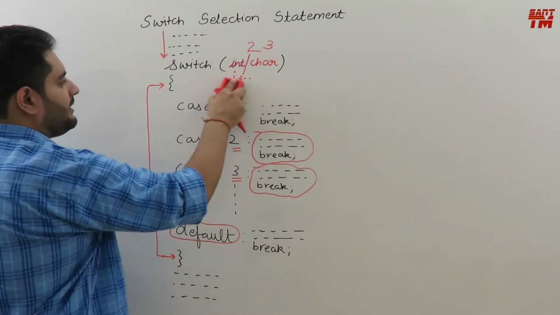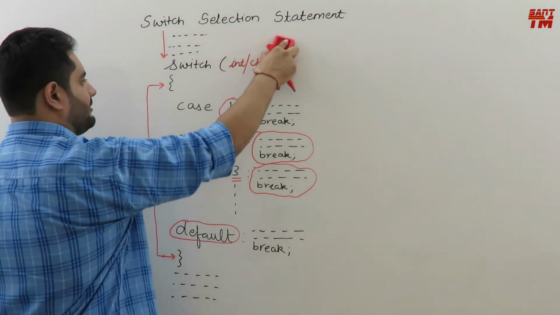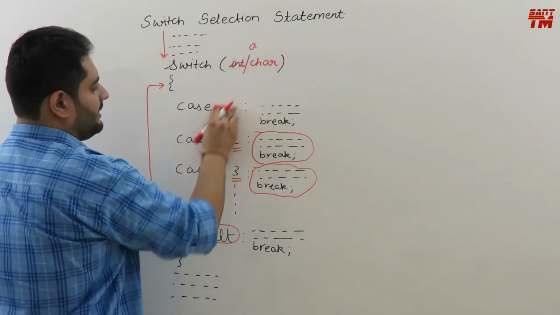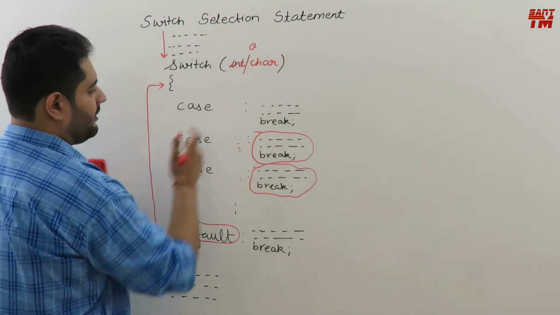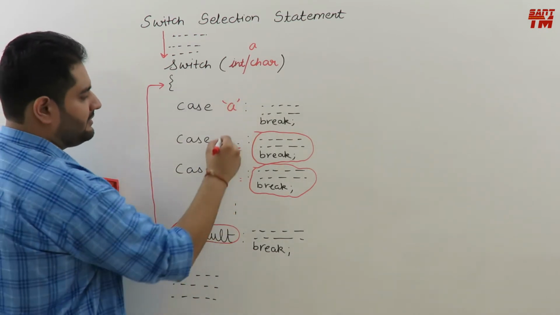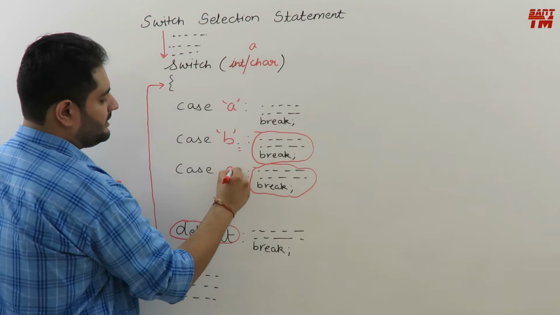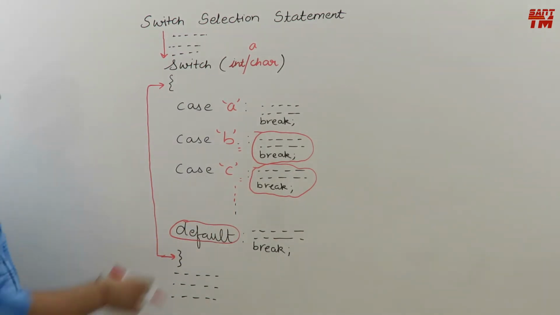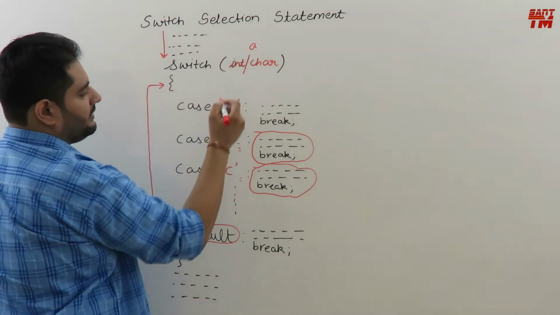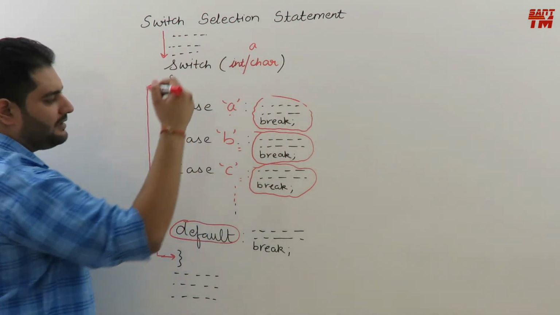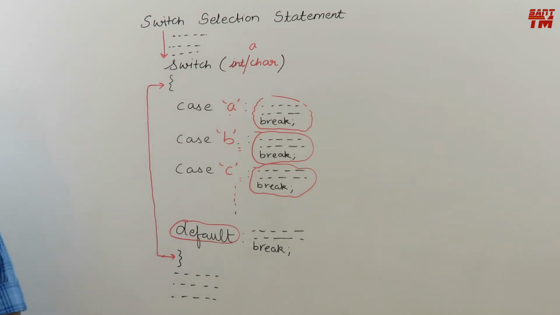Similarly, we can have character values also. Suppose I have A, then the case labels should also be characters. How? Case A can be there, and a character should always come in single quotes. Case B can be there, case C can be there, and so on the cases can continue. If there is A, then case A will get matched and all the statements related to that case will get executed. So this is how the switch selection statement works.